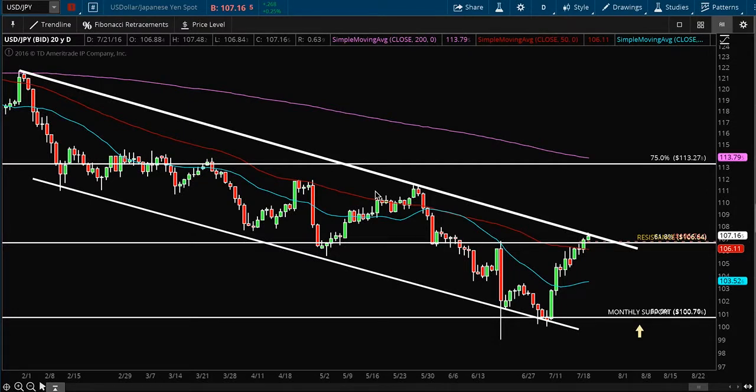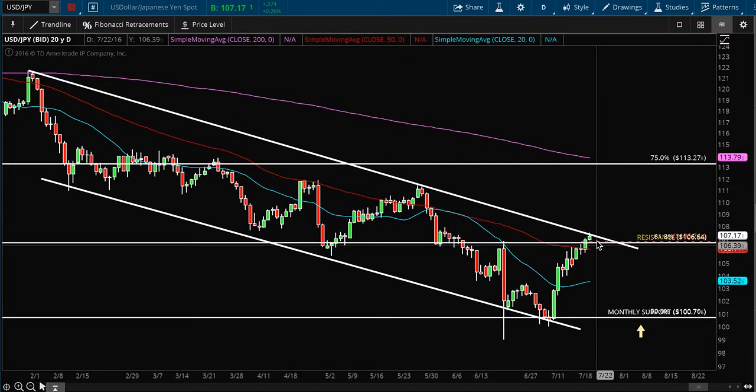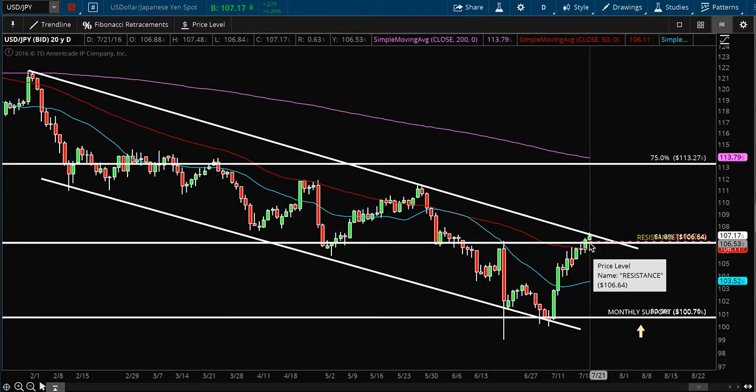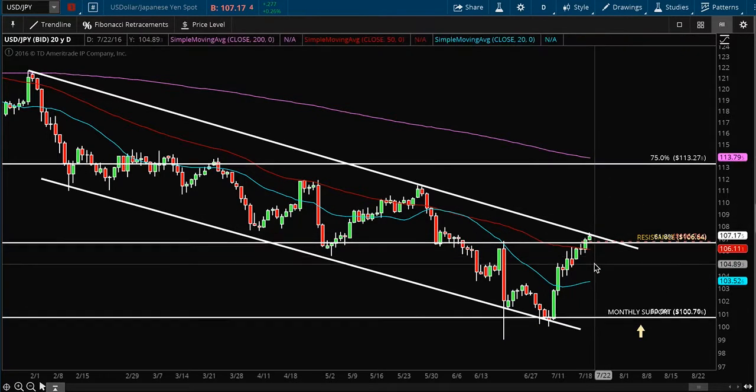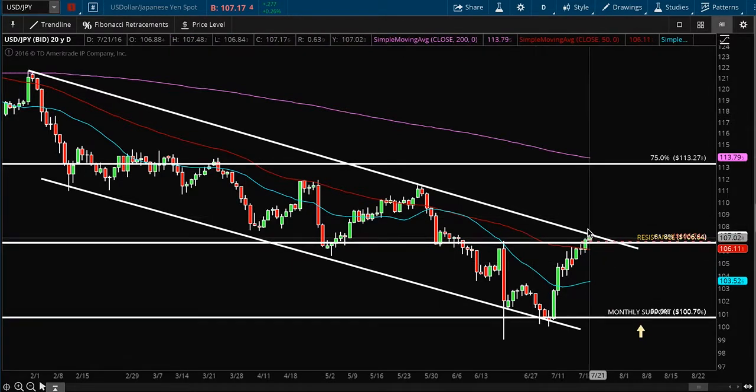Today's date is Wednesday, July 20th, 2016. On the screen here, I've got the dollar yen daily chart, and I am short this. I got a little ahead of myself and entered the short position a bit early. But I'll explain to you why I think we are due for a pullback. And if I'm wrong, I'm wrong.